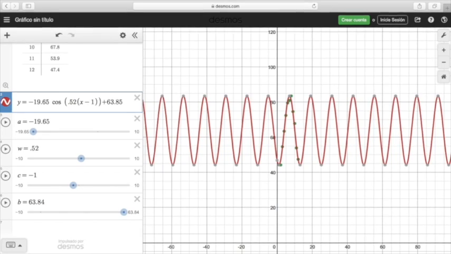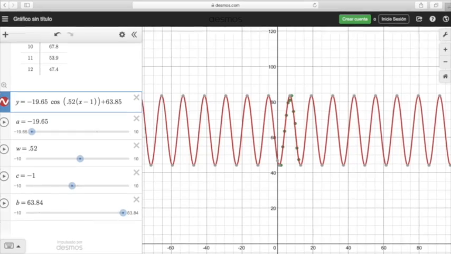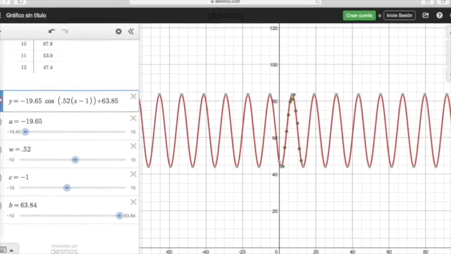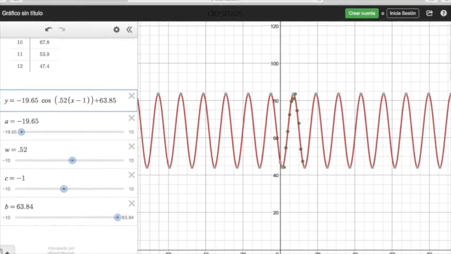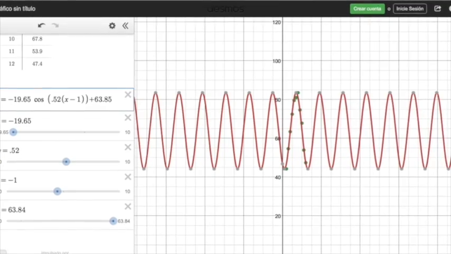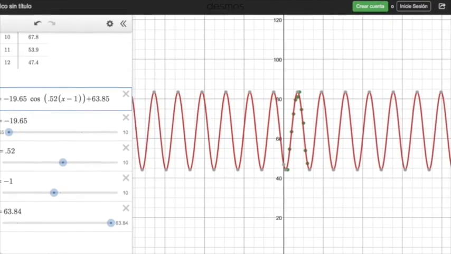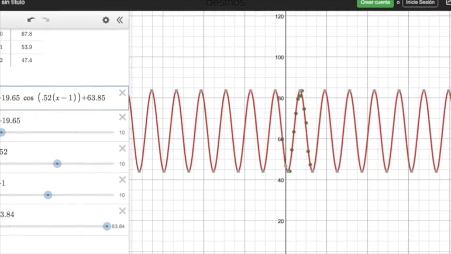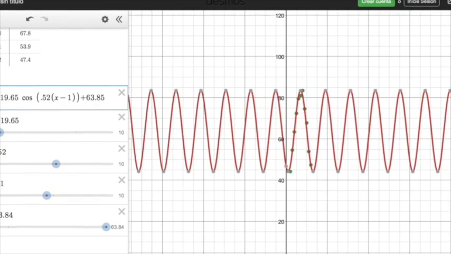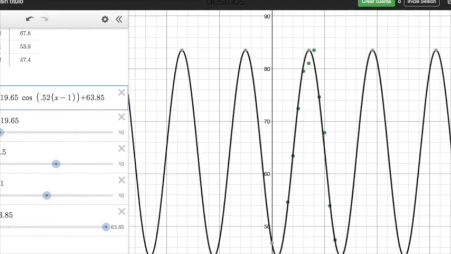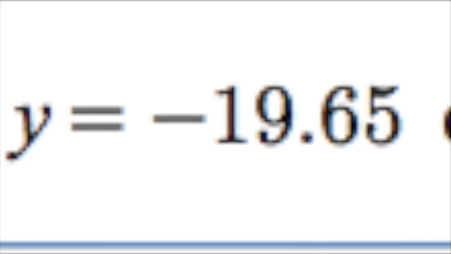The only thing that we are missing is the phase shift. For this phase shift we put -1. Why -1? Because 1 is the first number where all our data starts from, and minus because remember that when you have a positive graph you need to put the opposite sign. So our last graph looks like this, and the final equation is this one.